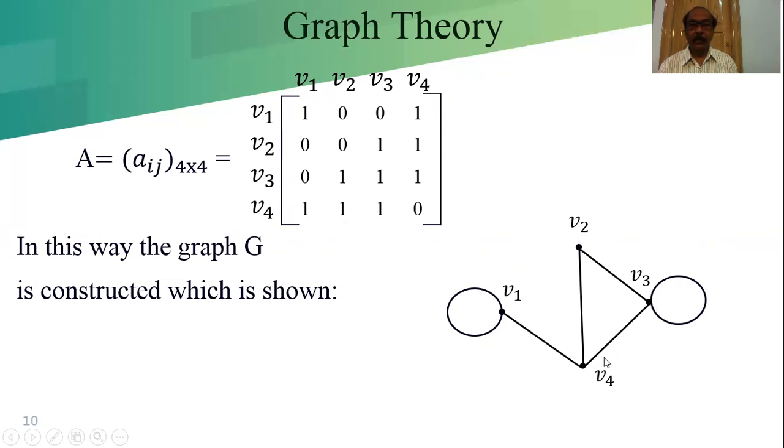First, we have to place the 4 vertices. Then, according to this adjacency matrix, with the connectivity values, we add the edges. Then finally, we put the self loops. V4 is connected with V1, V2, V3: 3 edges from V4 connecting the vertices V1, V2, V3. So this is our graph corresponding to the given adjacency matrix. This is our graph G.